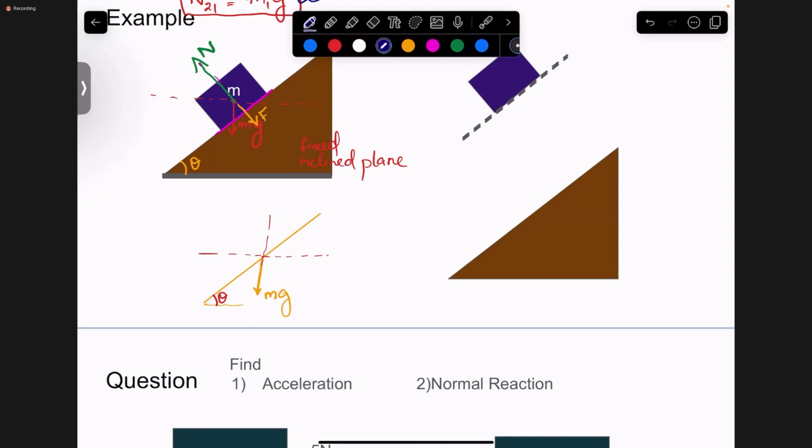So this is along the plane and this is perpendicular to the plane. Okay. So we need to resolve this mg force along the plane, along the inclined plane and perpendicular to the inclined plane.